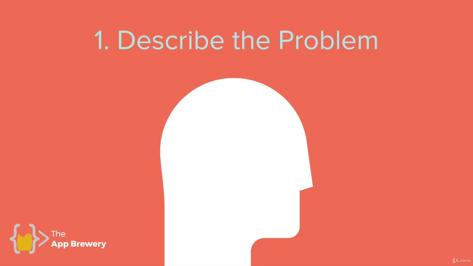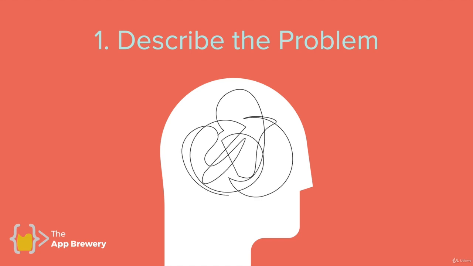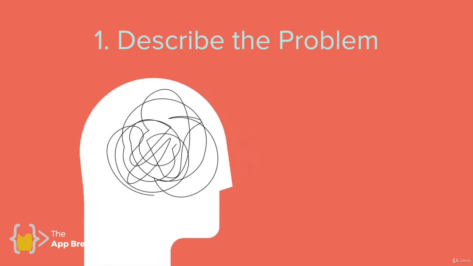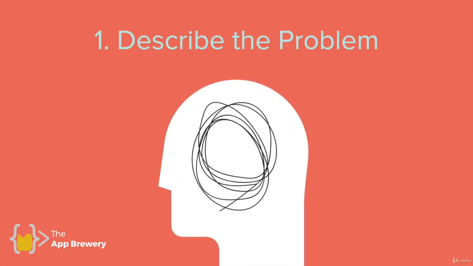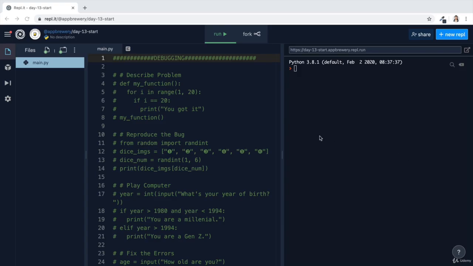So the first step is to describe the problem. If the problem is messy and it's not well understood in your head, then it's almost impossible to debug it. So untangle the problem and try to make sense of what's going on. To begin, go ahead and fork the starting REPL for today's code.